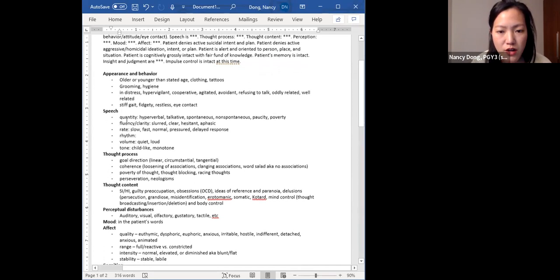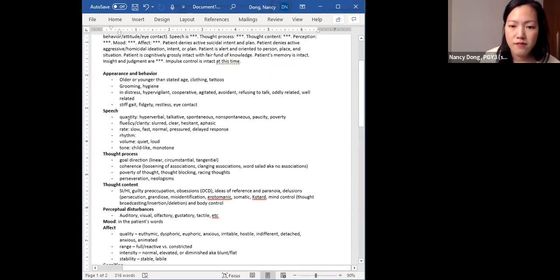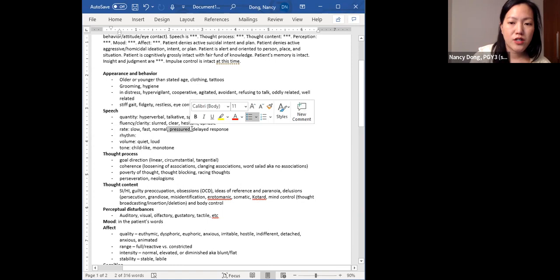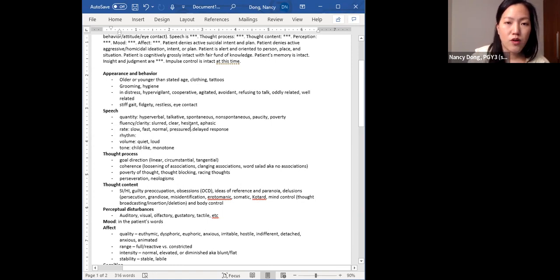And then speech, there are a couple of domains that you can speak on. You can speak on quantity, hyperverbal, or the opposite, like poverty of speech. You can speak on fluency and clarity, and on the rate. One thing to point out here, an example of why this can be so important, is that someone may be talking fast versus talking pressured. And pressured, you'll learn, is one of the criteria for a manic episode.